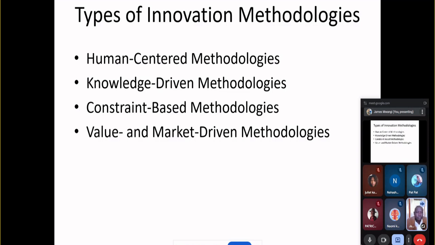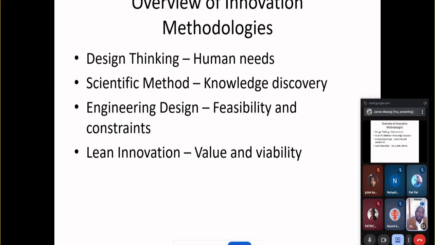Human-centered methodologies, knowledge-driven methodologies, constraint-based methodologies. When you look at constraint, it means you are looking at cost, availability of materials, okay, and things like that, availability of human resources, all that. Then we look at the overview of innovation methodologies. These are the four types of innovation methodologies.